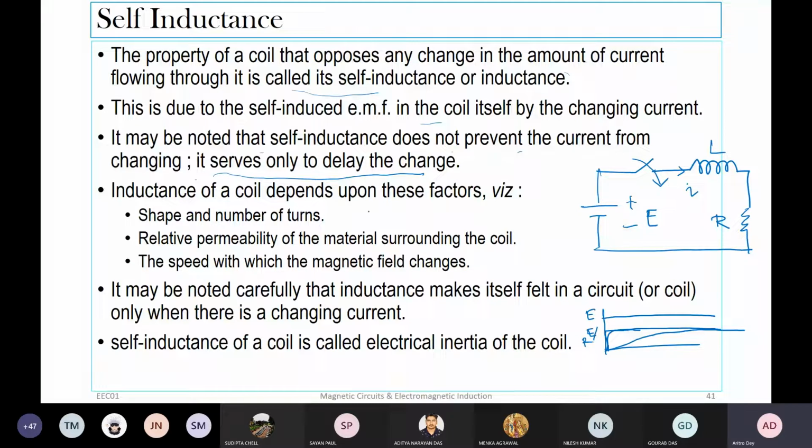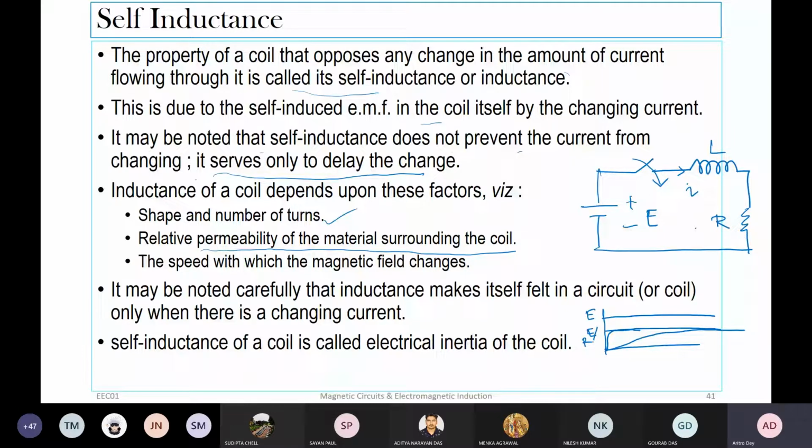The inductance of a coil depends on three factors: the shape and the number of turns, the magnetic material which you are using, that is the relative permeability of the material surrounding the coil, and the speed at which the magnetic field is changing. Once you close the circuit, after the transient is over, after the switching is over, there is no change of current. Whenever there is no change of current, there is no inductive effect. So it will have an initial action. After that, it will just vanish.